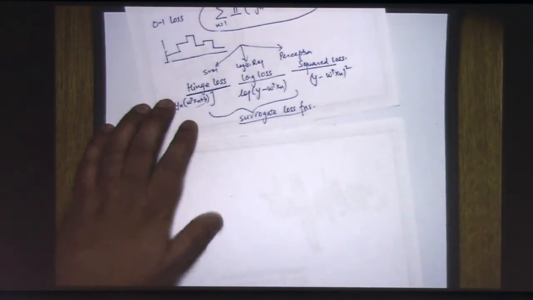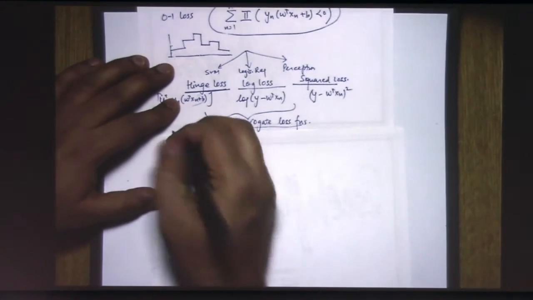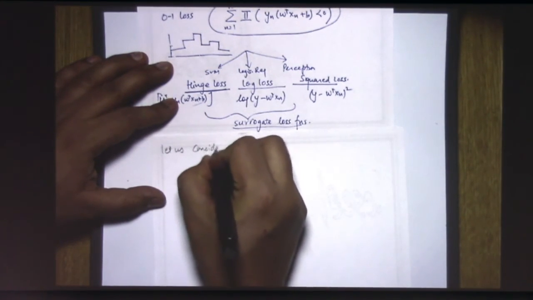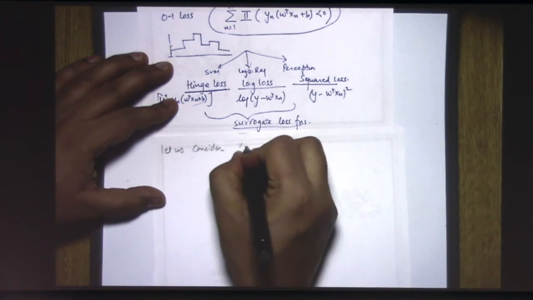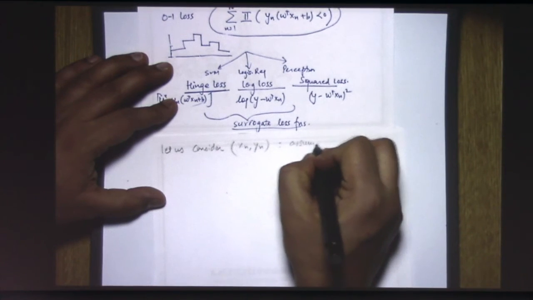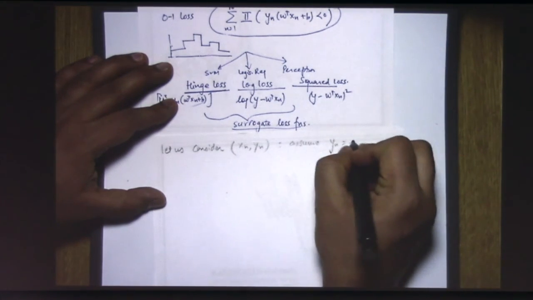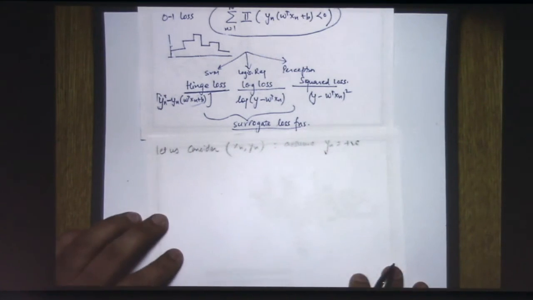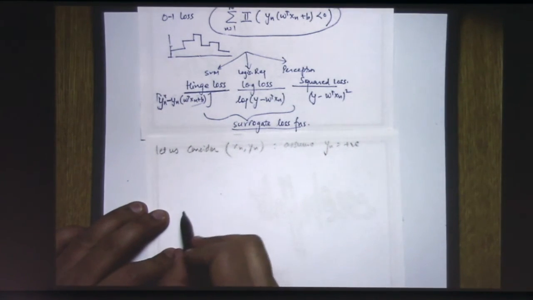So let us consider one training data point, x and yn, and assume that yn is positive, which means it's a positive data point. Now let's look at the 0-1 loss.